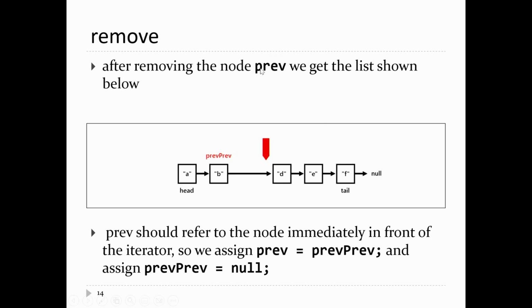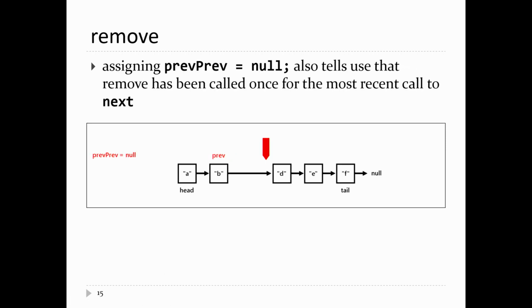The way the iterators work is you can only call remove once for every call to next. So if we call remove, I need some way to remember that we've called remove and we need to call next again. The way we're going to do that is to look at the value of previous. If that thing's null, there is no element to remove, and we'll throw an exception when we try to remove. So assigning previous to null also tells us that remove has been called once for the most recent call to next.